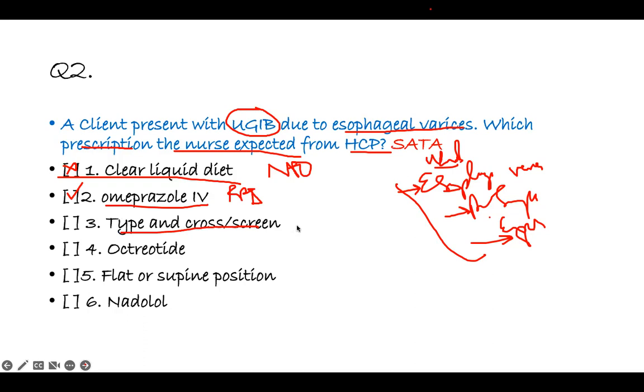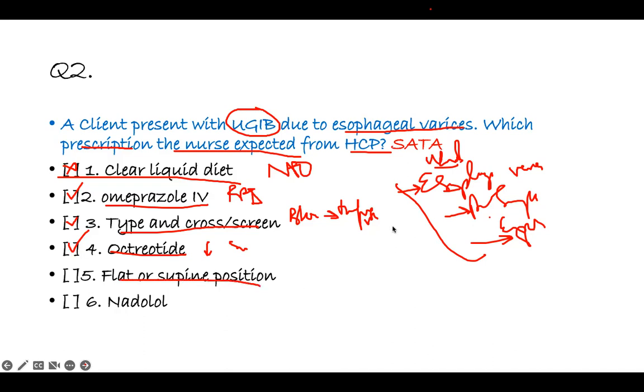Type and cross and screen. This just makes you think. The patient is bleeding. Of course, is going to get a transfusion. The best way to replace somebody's blood is to give them blood. So blood is good. So you need to type and cross it. Octreotide. This, like I said, decreases splanchnic blood supply. So it decreases blood flow to the GI tract. So if something is bleeding, you can decrease blood going there. There will be less bleeding. So this is good.